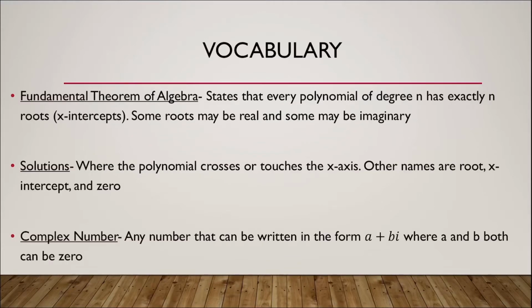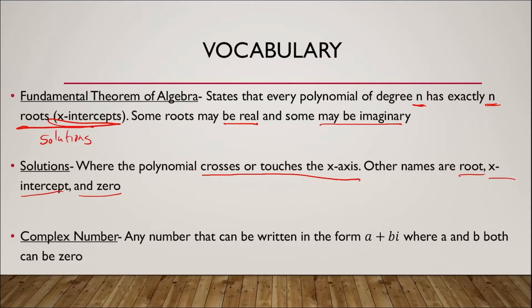The fundamental theorem of algebra states that every polynomial of degree n has exactly n roots or intercepts. We also think of these as solutions. Some roots may be real, some may be imaginary. We know solutions are where the polynomial crosses or touches the x-axis. Other names are root, x-intercept, and 0.